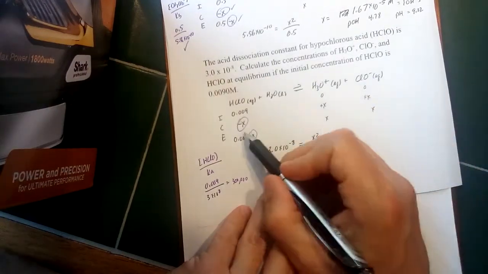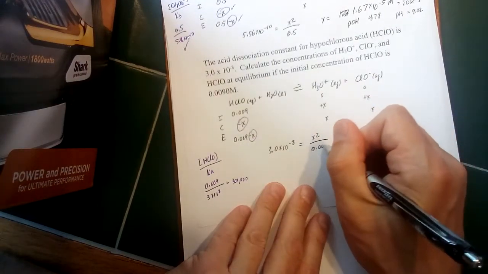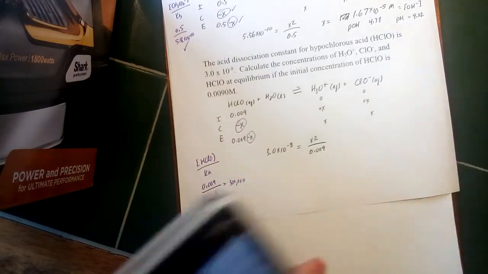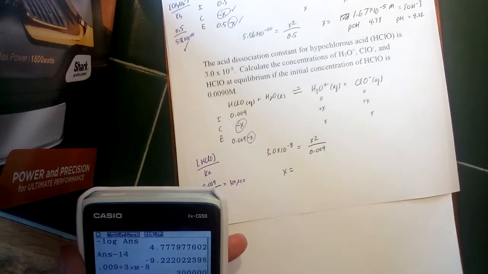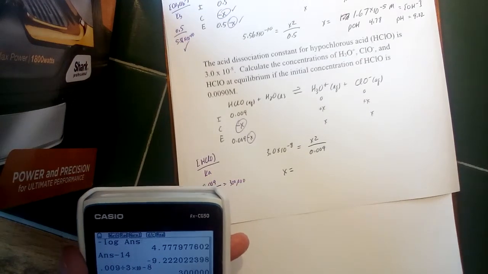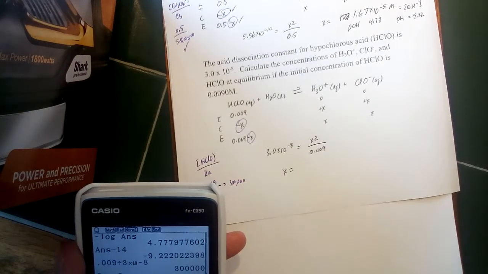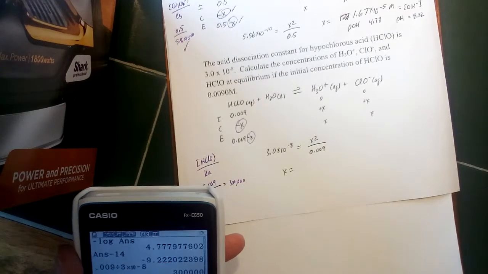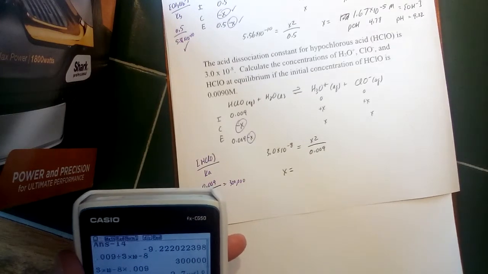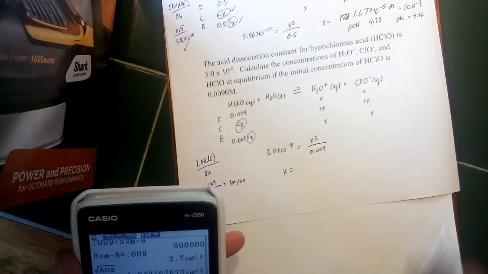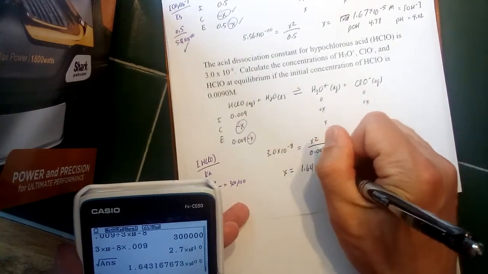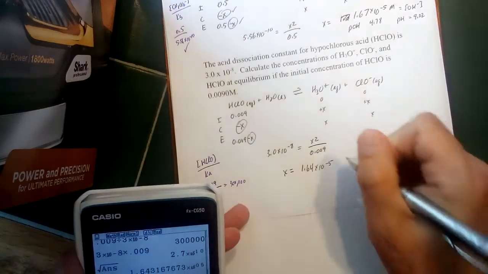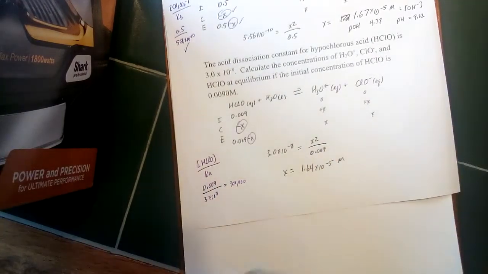So products over reactants, so that's going to be x squared over 0.009. From there, we can solve for x. So 3 times 10 to the minus 8th, multiply through by 0.009, right? And then take the square root of both sides. And x is 1.64 times 10 to the minus 5th. That's going to be a molarity, right?